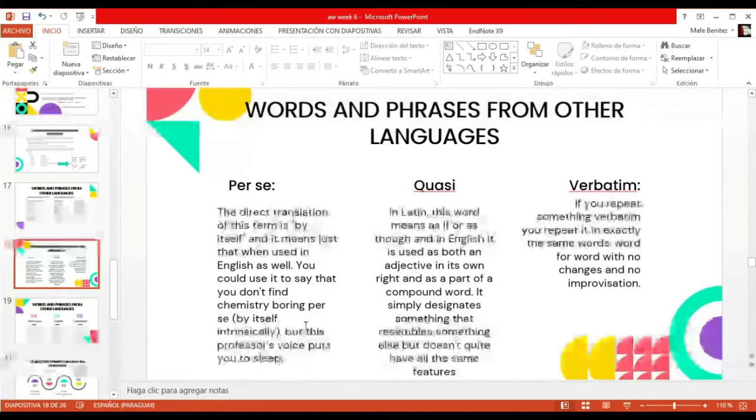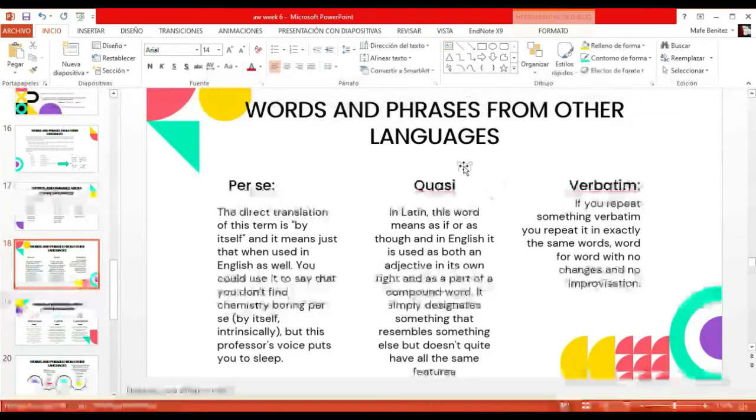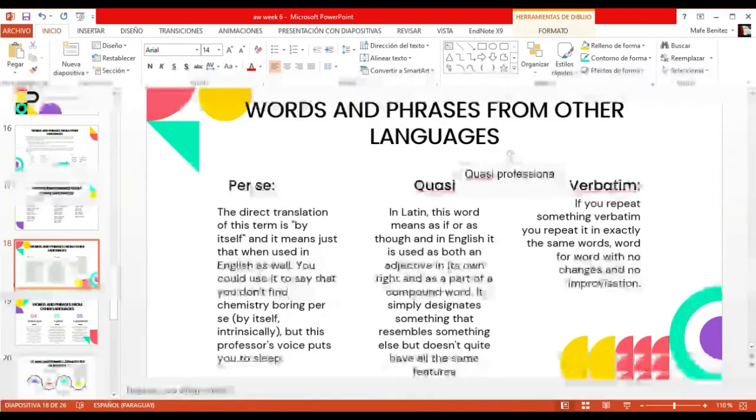We've got quasi. In Latin, this word means as if or as though, and in English, it is used as both an adjective in its own right and as a part of a compound word. It simply designates something that resembles something else but doesn't quite have all the same features. Okay? Let me think of an example. Like quasi-professional, like professional but not quite.